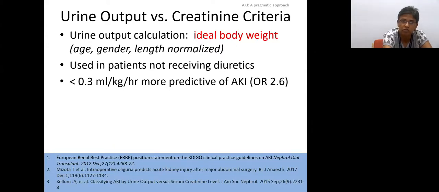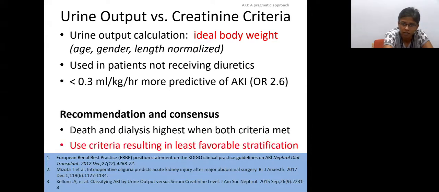So in the ICU, very often we found that at that 0.5 ml per kg per hour stage, it may still be reversible with some hydration, right? But death and dialysis requirements are definitely highest when a patient meets both criteria. However, if only one of the criteria are met, or there is some dissonance between the 2 criteria, use the criteria which results in the patient having the least favorable stratification. Okay, so that's a basic tenet of diagnosing and prognosticating AKI.